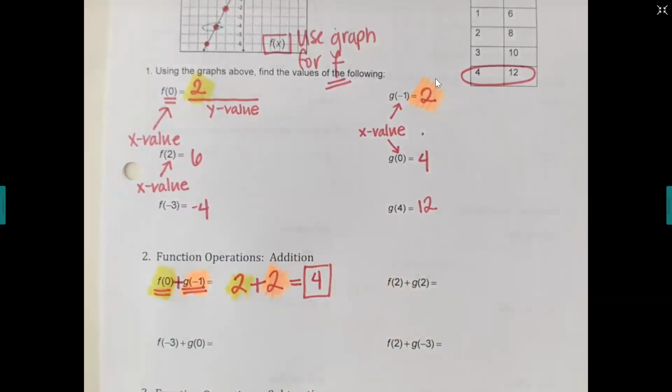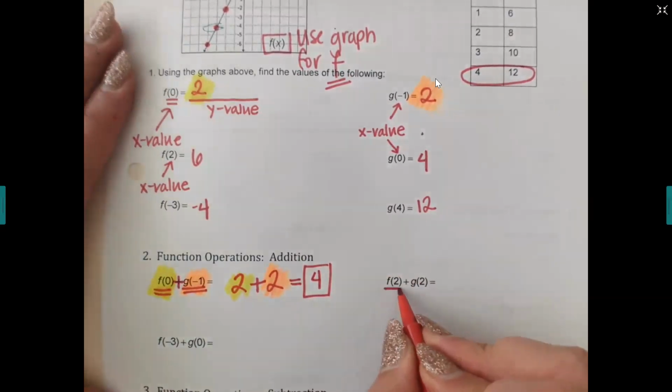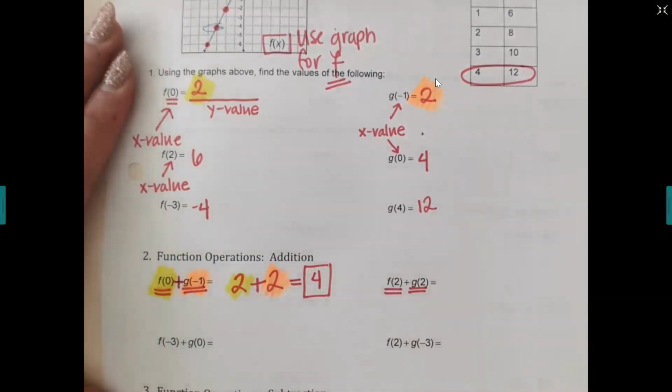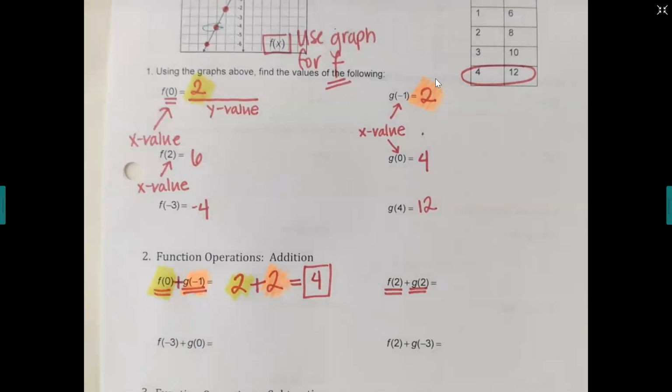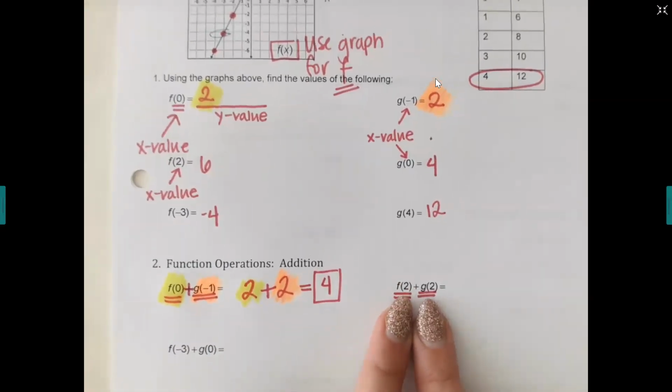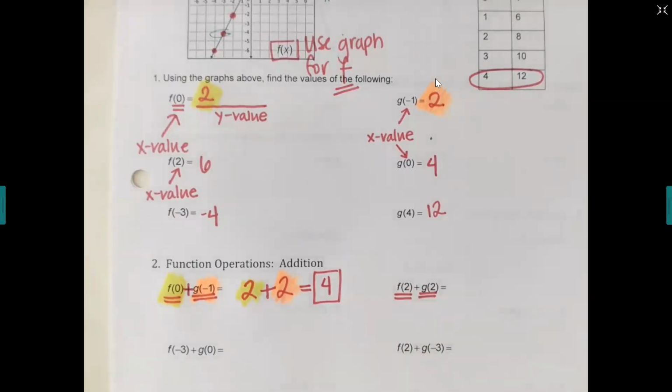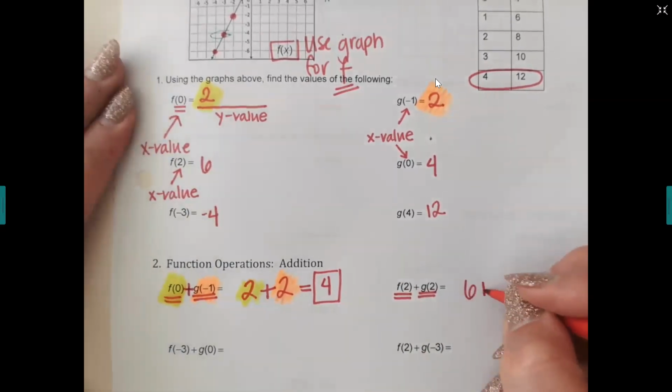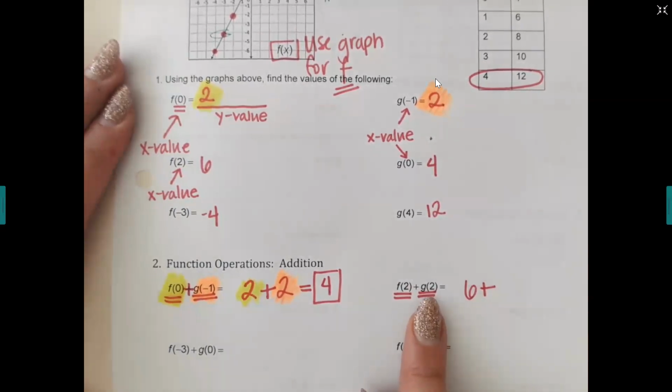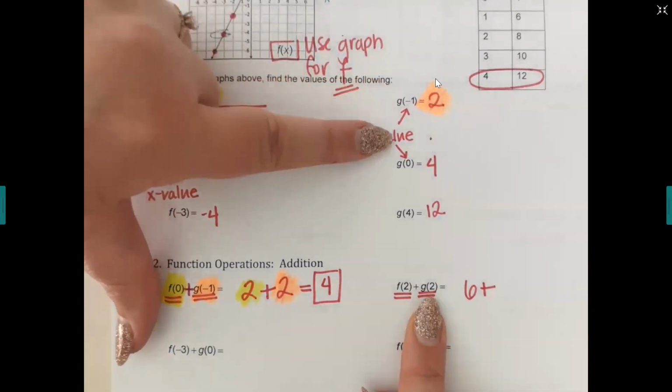Okay, look at the next one. I want f of 2 plus g of 2. So I need to find both of those numbers, and then I'm going to do a plus in the middle. So f of 2, if you look at your notes, f of 2 is right here. What did it come out to be? 6 plus. And then I'm looking for g of 2. Look at the g's we found. Did we already find g of 2?